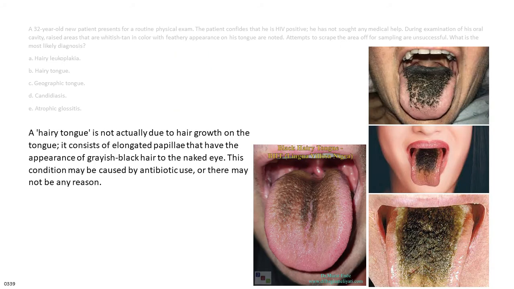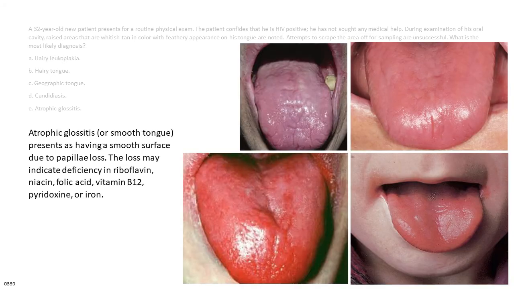A hairy tongue is not actually due to hair growth on the tongue, it consists of elongated papillae that have the appearance of grayish-black hair to the naked eye. This condition may be caused by antibiotic use, or there may not be any reason. Atrophic glossitis, or smooth tongue, presents as having a smooth surface due to papillae loss. The loss may indicate deficiency in riboflavin, niacin, folic acid, vitamin B12, pyridoxine, or iron.